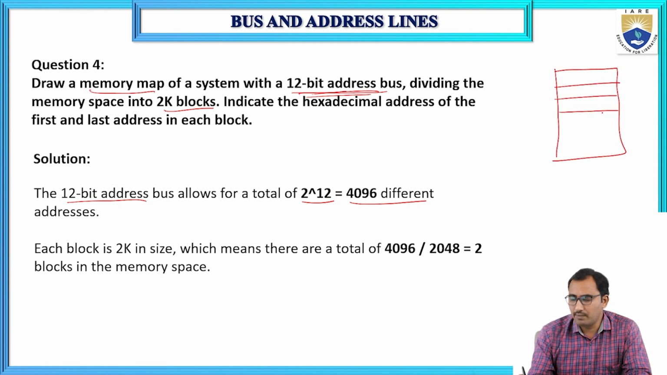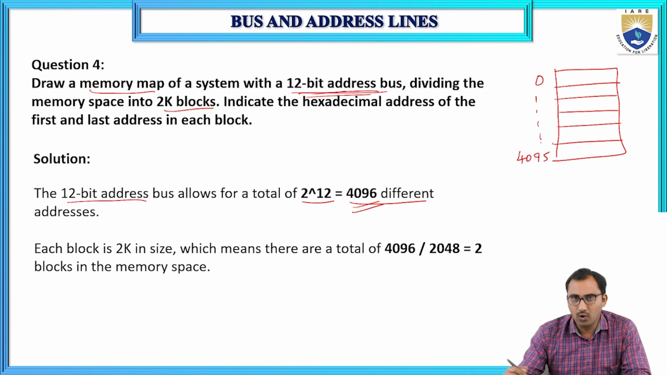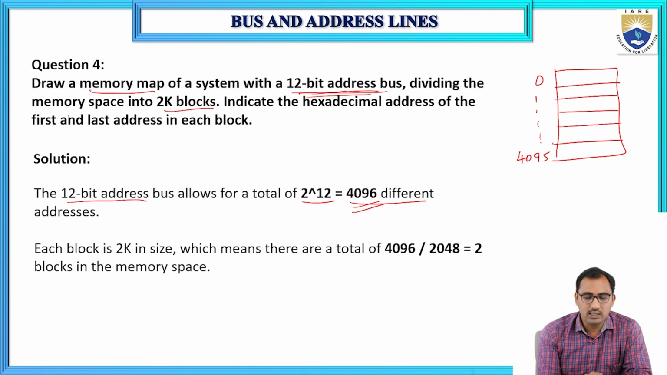So this is a memory. That means in total we have 4096 different memory locations, starting from 0 in decimal representation, 0 to 4095. So these many memory locations are there. We are dividing the entire memory space into 2K blocks.